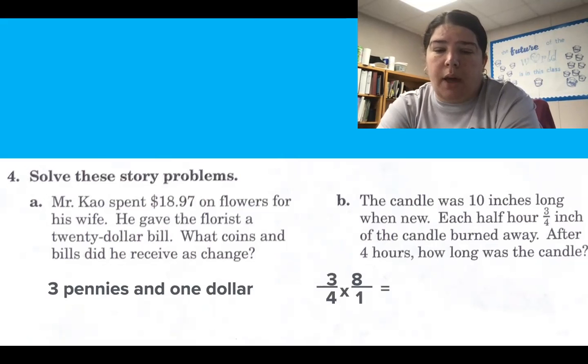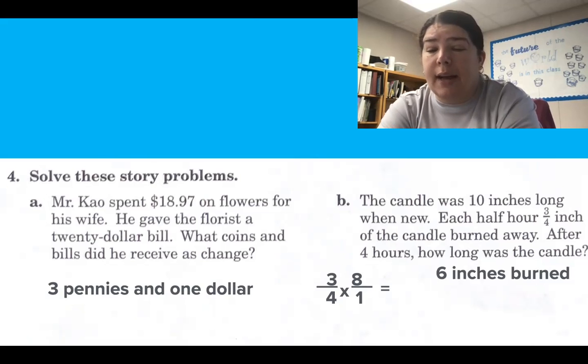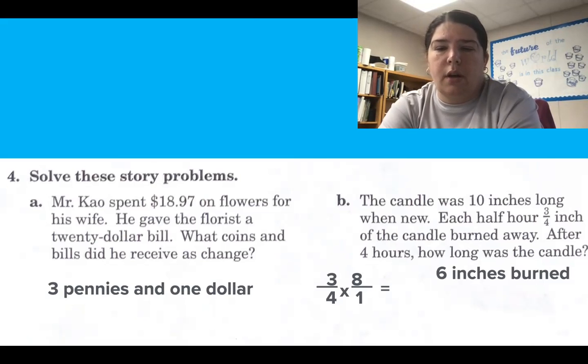Good, and when you do that, what do you end up with? Don't forget to cancel. Good. So you should have 6 inches, okay? 6 inches were burned off, but it's not asking how many were burned off. It says how long was the candle after it burned off? Good, so you subtract 10 minus 6. And what's your answer? Amazing, 4 inches, very good.